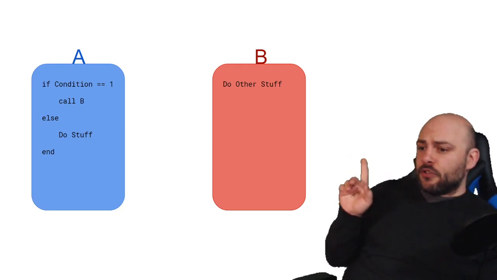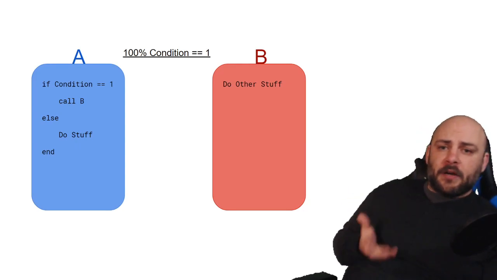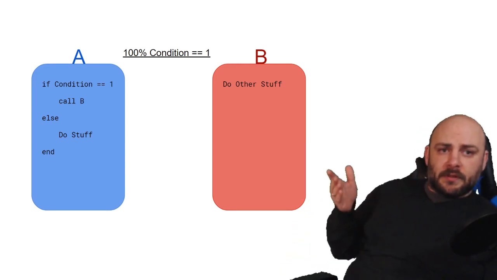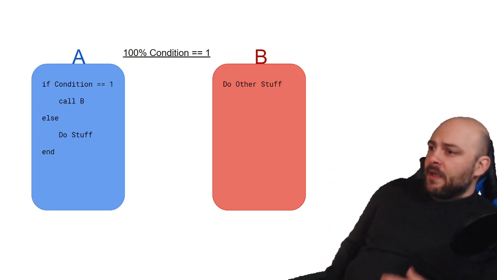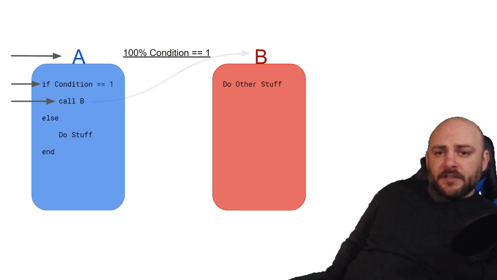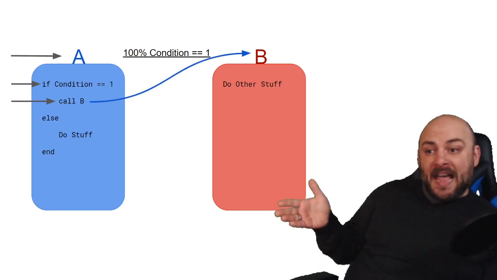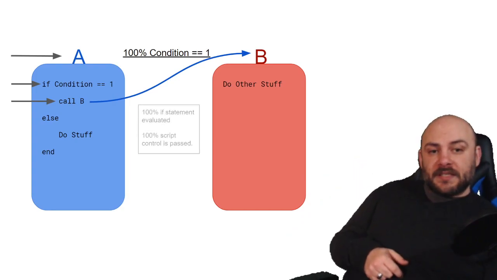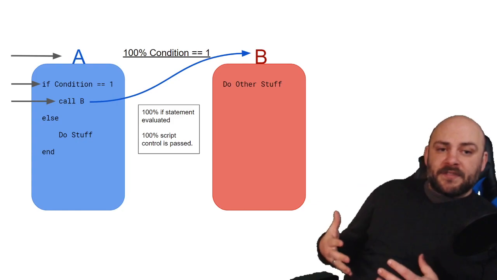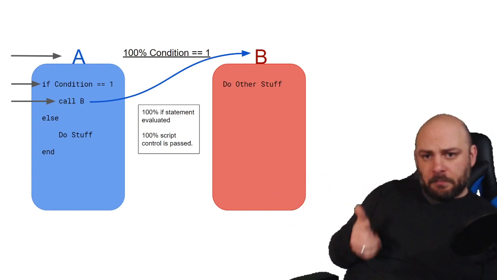Now, under this structure, I want to run a couple of different experiments. My first experiment, let's suppose that the condition is always true, 100% of the time. So what's going to happen here? Script A is going to get called, and eventually we get to this if statement. From this if statement, we call B and pass control over to B, and then B does other stuff. So 100% of the time the if statement is evaluated, and 100% of the time script control is passed from one to the other.